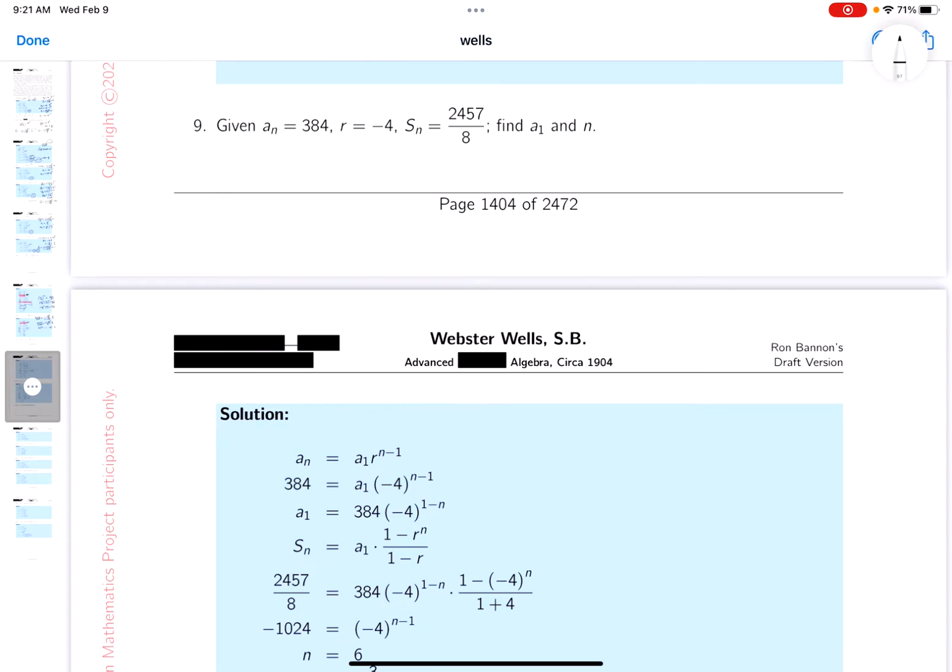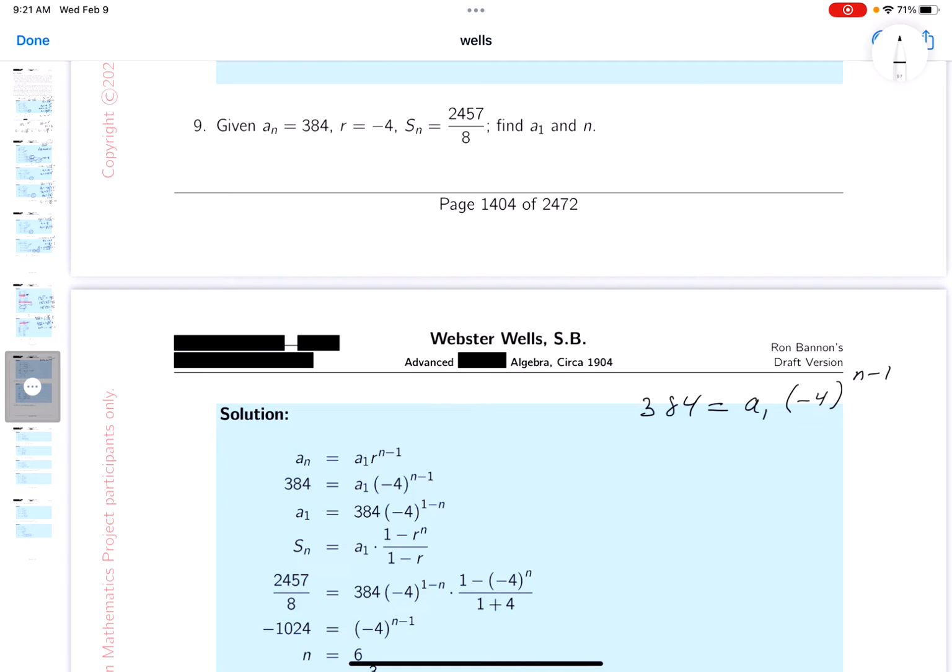But the first thing I'd probably write down is what AN is. And AN is 384. And what would that equal? That would equal A1. You know what? I don't know what A1 is. And then it would be the R, which I do know is minus 4. And that would be to the n minus 1 power. All right, so that's not so bad.